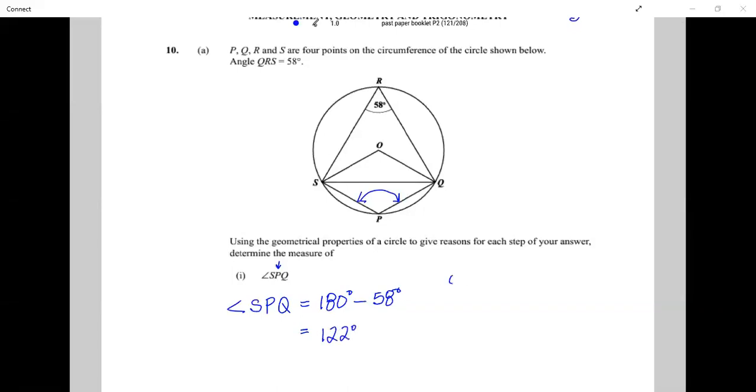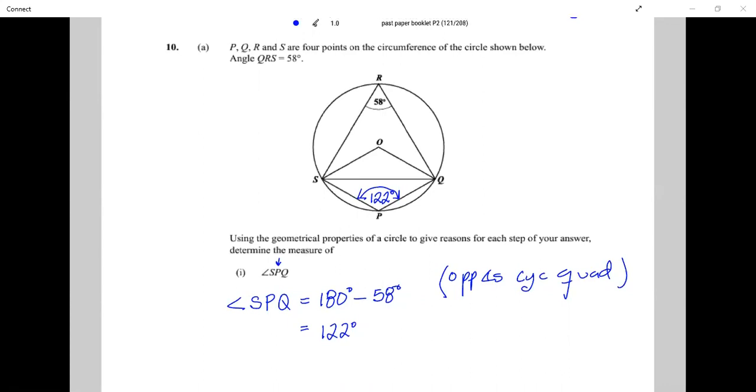They are opposite angles in a cyclic quadrilateral, and opposite angles in a cyclic quadrilateral are supplementary. They add up to 180 degrees. So the 58 degrees and the angle at P must add up to 180 degrees.